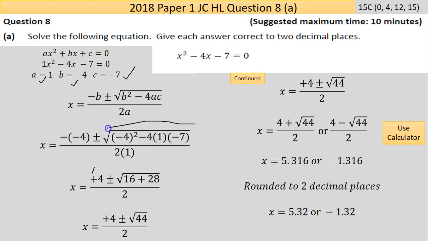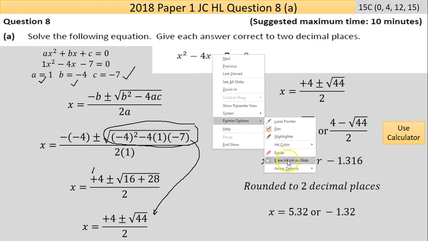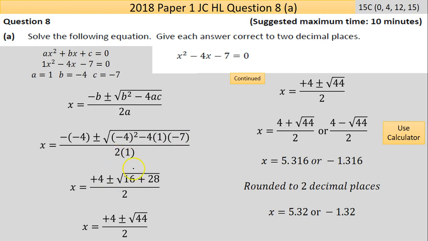Alternatively, you could have used the calculator for this entire chunk here and gone straight to this point down here. Nothing wrong with that, that's what the calculator is for. But keep going with what we're doing. I multiply the 2 by 1, which is 2. Then I add the 16 and 28, and I end up where I could have been if I'd used the calculator at that initial step.